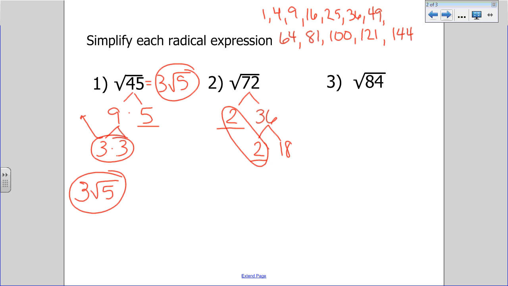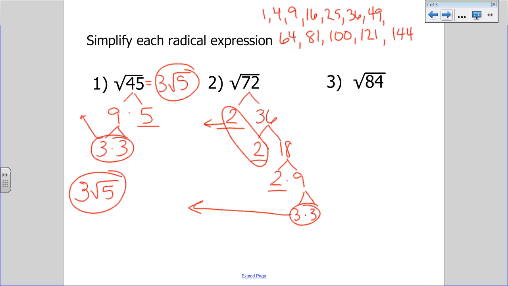So what that means is a 2 is going to come outside of the radical. Then I have 2 times 9. Underline the 2 so you don't lose it in this long factor tree. And then 9 we already did was 3 times 3, so here's a second pair of factors. So 3 has to come out.